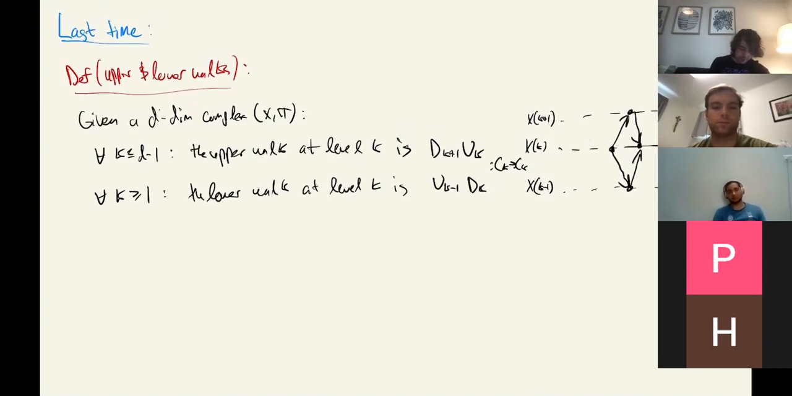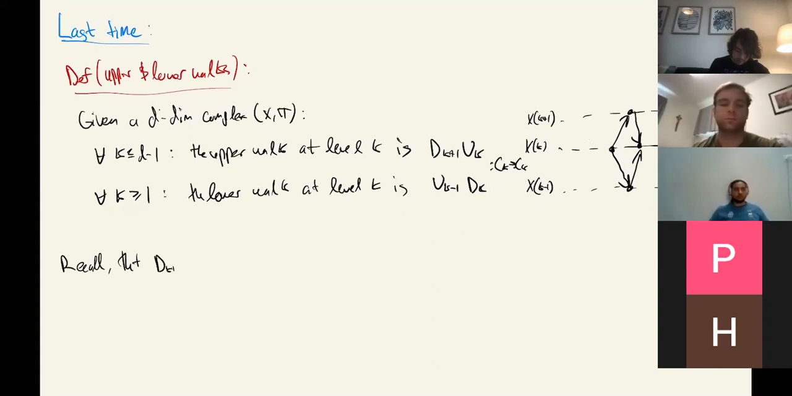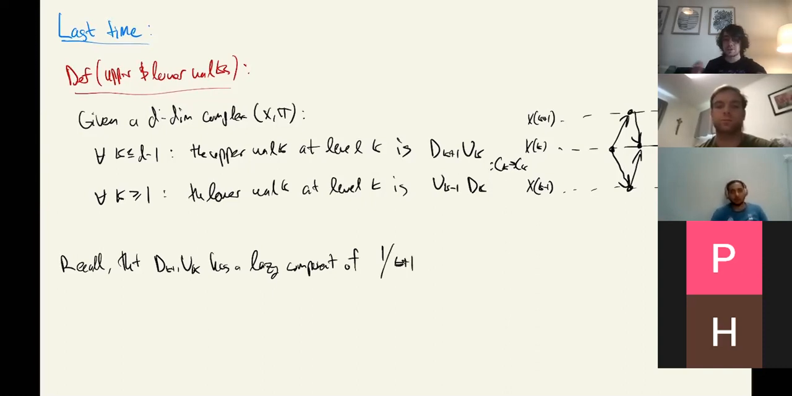And then I want to recall that we proved last time that the upper walk has a lazy component, right? So recall that D_{k+1} U_k has a lazy component of 1 over k plus 1, right? So in particular, we proved that if you start at, say, a face sigma, and then you walk up to sigma union v, the probability of returning to sigma is always 1 over k plus 1.